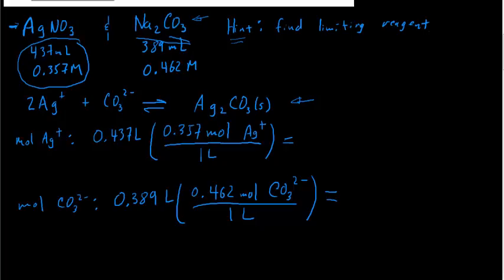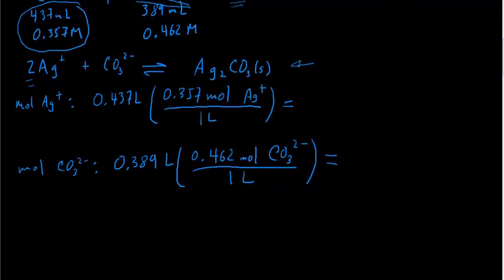And then what I can do is just compare these two numbers and ask the question, do I have twice as many moles of silver as carbonate? If I do, then carbonate is the limiting reagent. If I don't, then silver is the limiting reagent. And so that's what we will use to determine the limiting reagent. Then we're going to assume, because the KSP is really small, that essentially all of the limiting reagent is consumed. And so that's going to leave behind the excess reagent of the other.